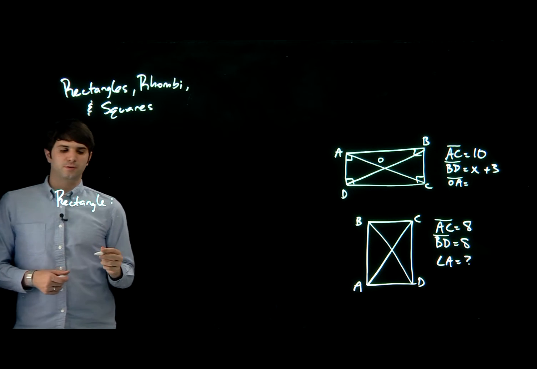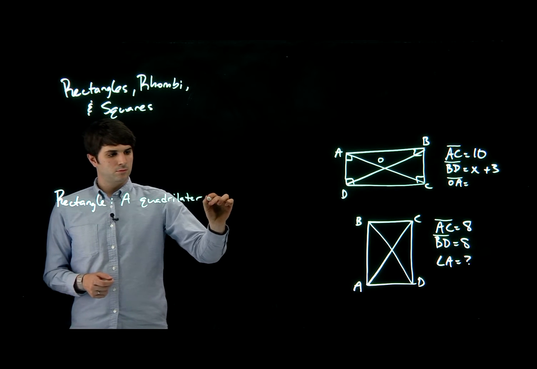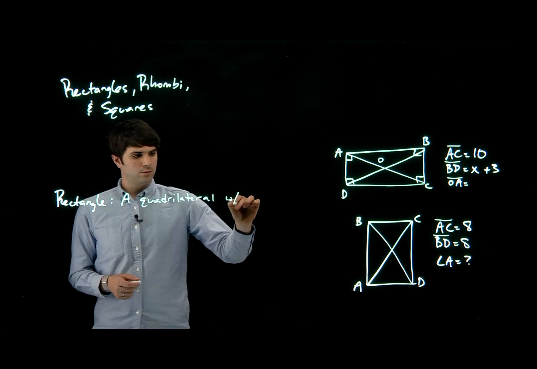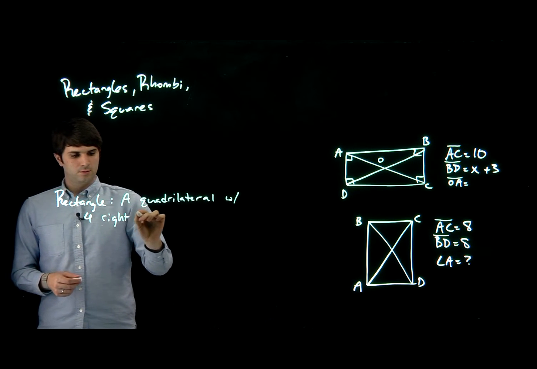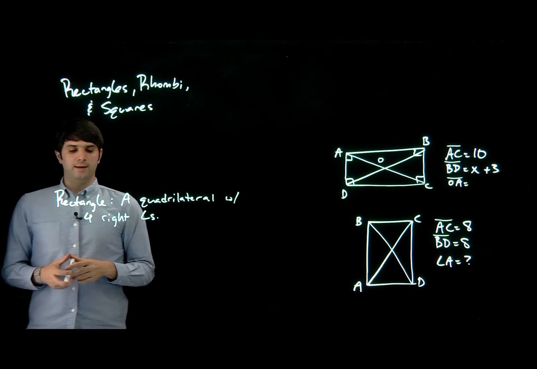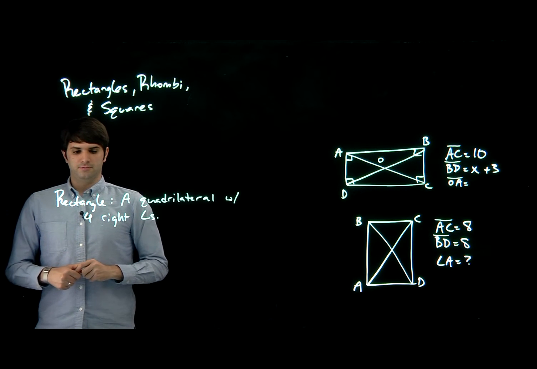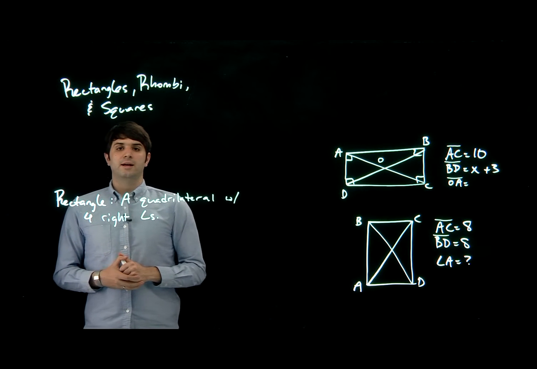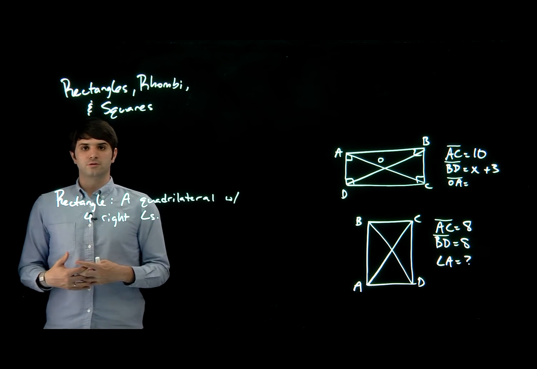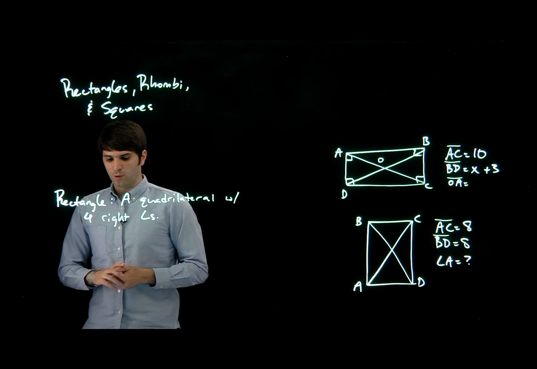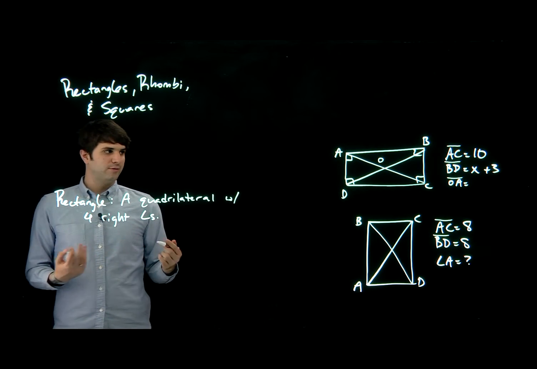But the mathematical definition of a rectangle is a quadrilateral with four right angles. So a quadrilateral with four right angles. Now, a rectangle is a classification by angles. Just like in triangles, we have classification by angles and classification by sides. The same thing is true in quadrilaterals. So a rectangle is a quadrilateral with four right angles. Then there are a few different properties here.